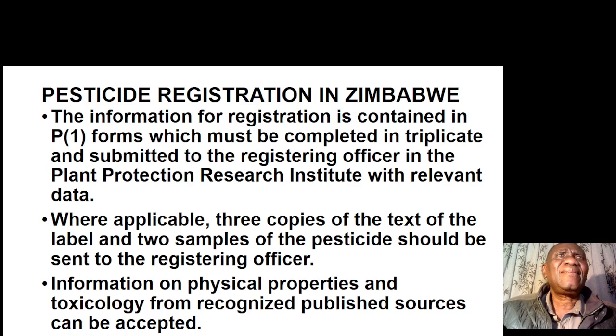Now when the registration is being done, the information for registration should be contained. In other words, the company has to fill some forms. It's contained in what are known as the P1 forms. I shall supply you with some of these so that you just have a look at them. You may one day want to use them. The P1 forms must be completed in triplicate and submitted to the registering officer in the Plant Protection Research Institute with the relevant data.